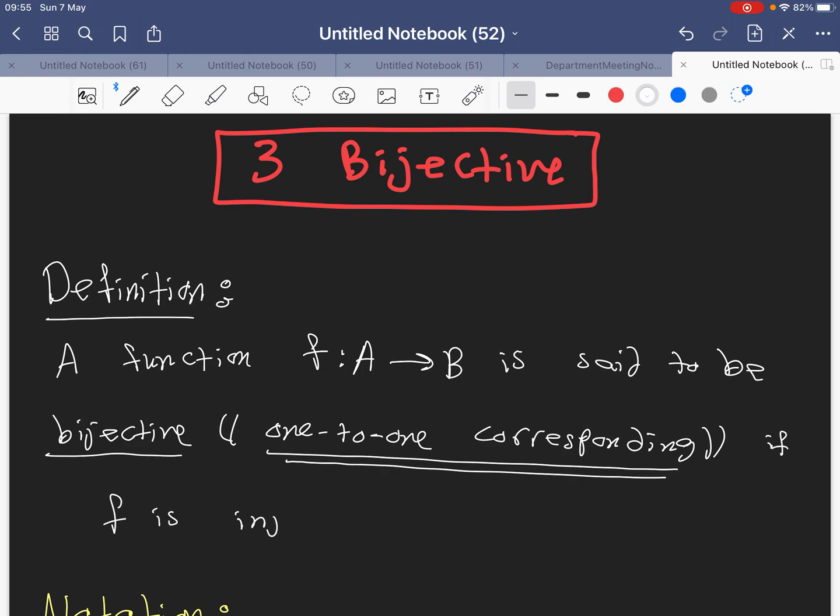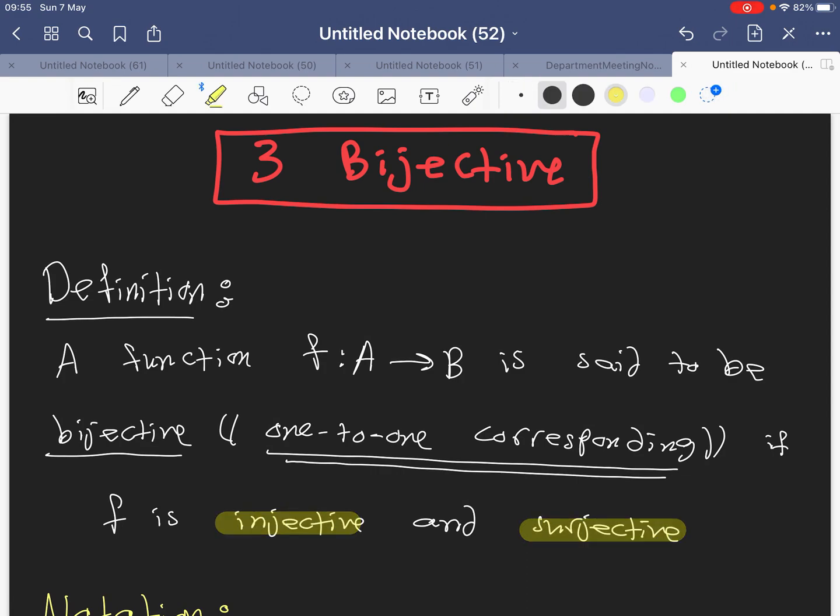F is injective and surjective. Simple as that. So everything we did before, we just need to put it together. That's all. So it is injective and surjective, and we will call it bijective. So it should be straightforward and direct.